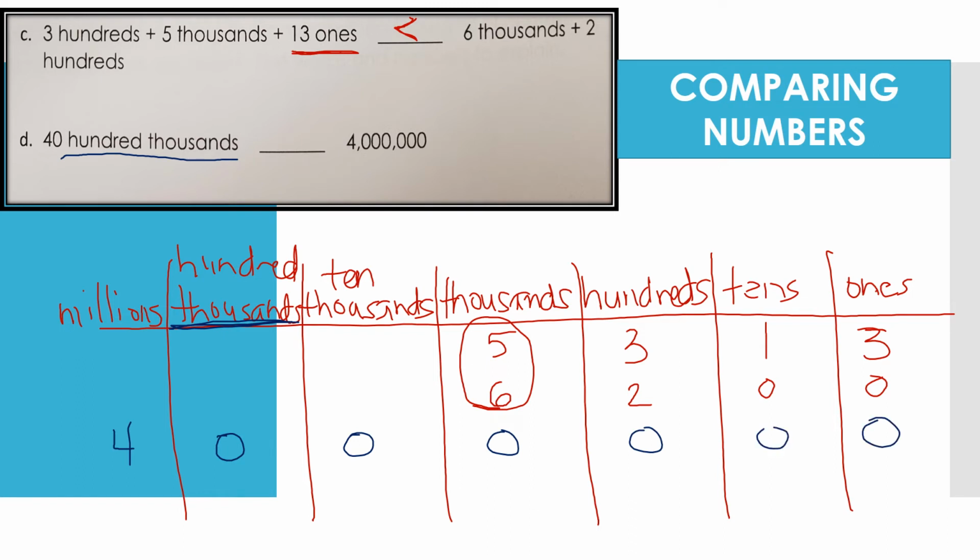All right, so now when we look at that, we can see that we have 4 million. And looky here, we have 4 million here. So guess what? 40 hundred thousands is equal to 4 million.